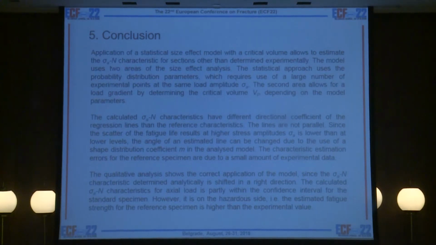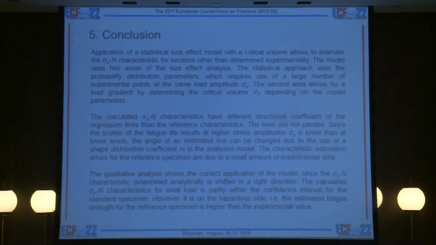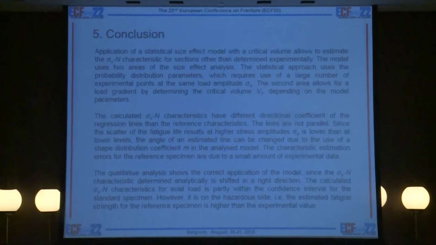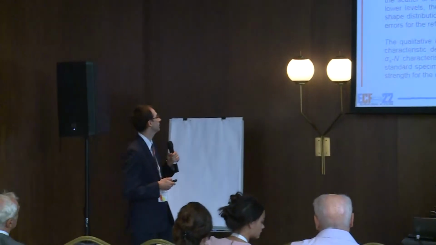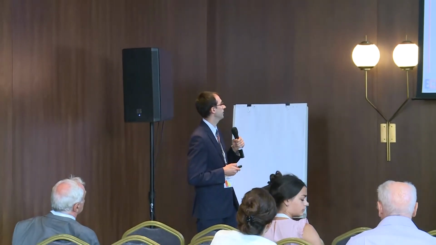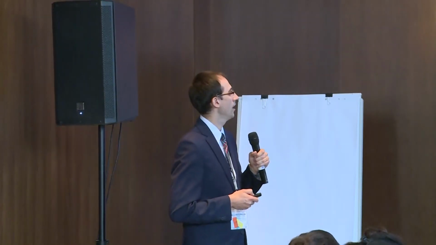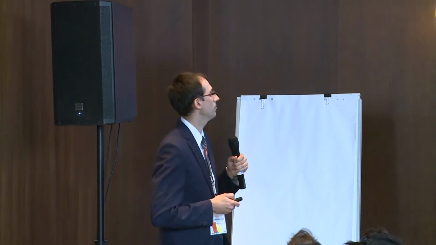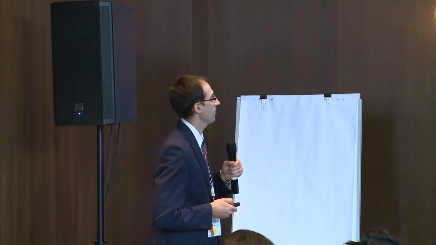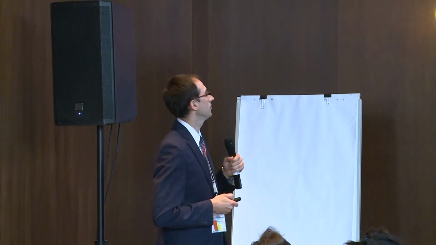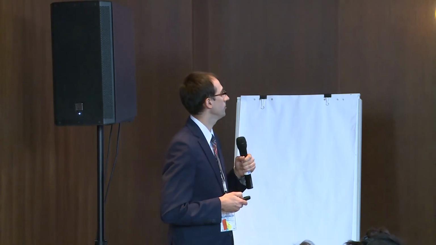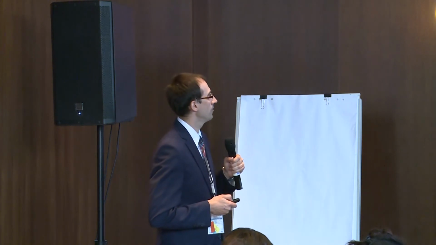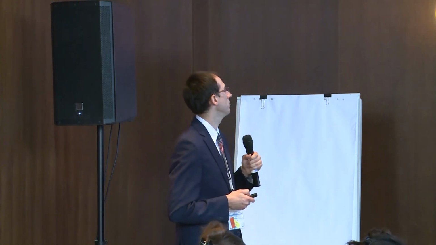Conclusion. Application of the statistical size effect model with a critical value allows to estimate the sigma A characteristic for sections other than determined experimentally. The model used two areas of the size effect analysis. The statistical approach used the probability distribution parameters, which require use of a large number of experimental points at the same load amplitude, sigma A. The second area allows for a load gradient by determining the critical value, Vp, depending on the model parameters.